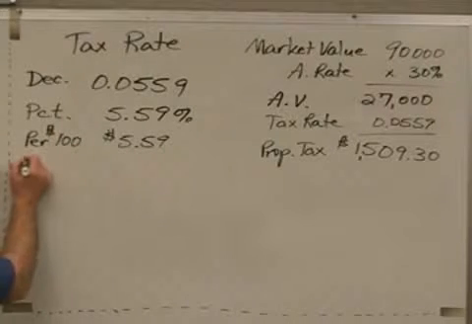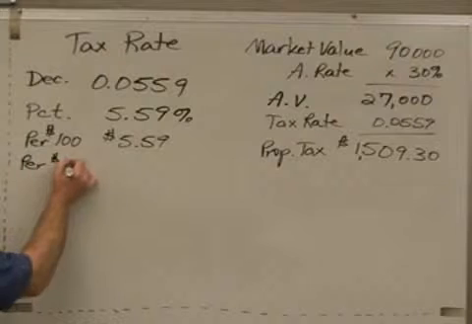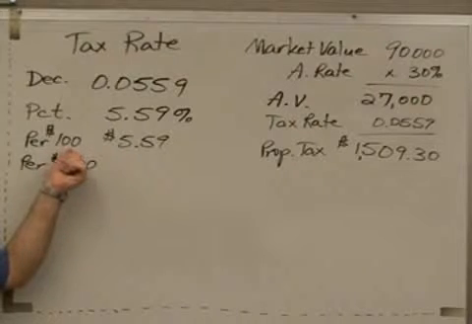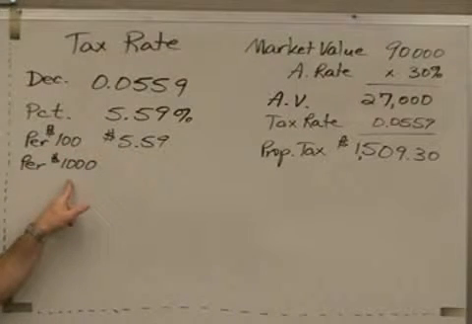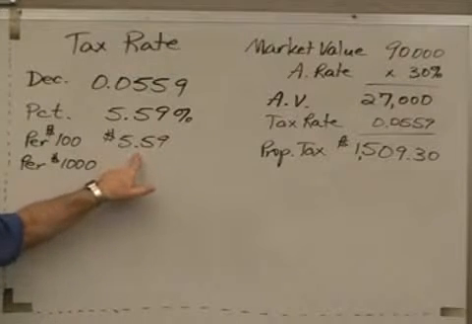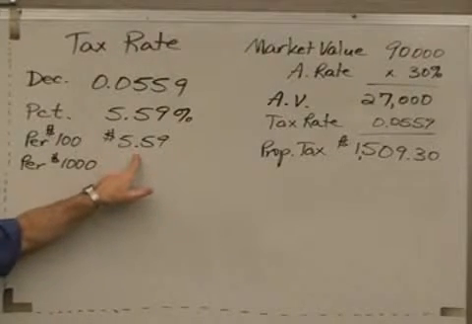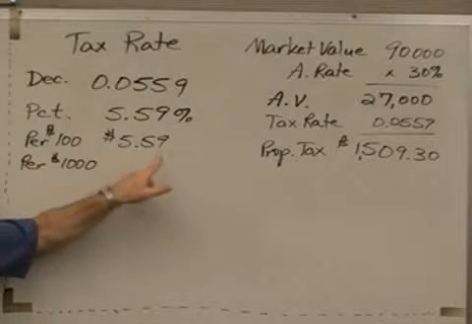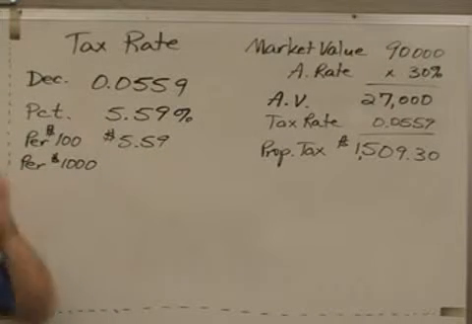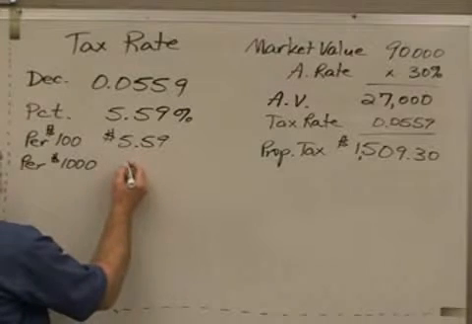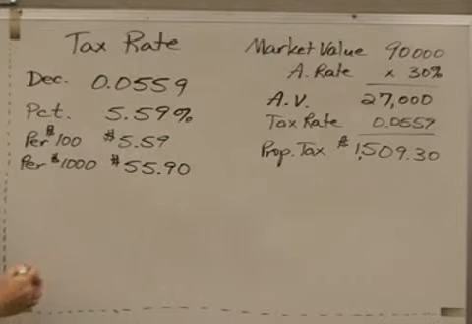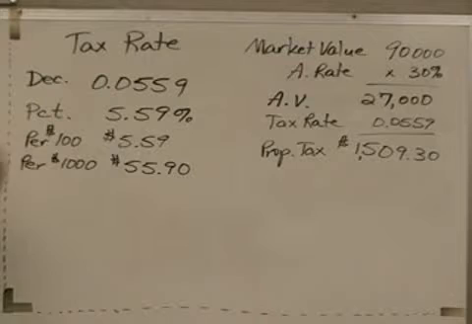Now, what about per thousand? Well, if we're paying a little over $5 for every $100, if we multiply this by 10, how much would we have to pay per thousand? We'd have to multiply this by 10, wouldn't we? And how do we multiply something by 10? What do we do with the decimal? We move it over one place to the right, which is the same as multiplying by 10. So we move the decimal one place to the right, and we get 55.90 per $1,000. Now this is all exactly the same tax rate. We're just expressing it in different ways.